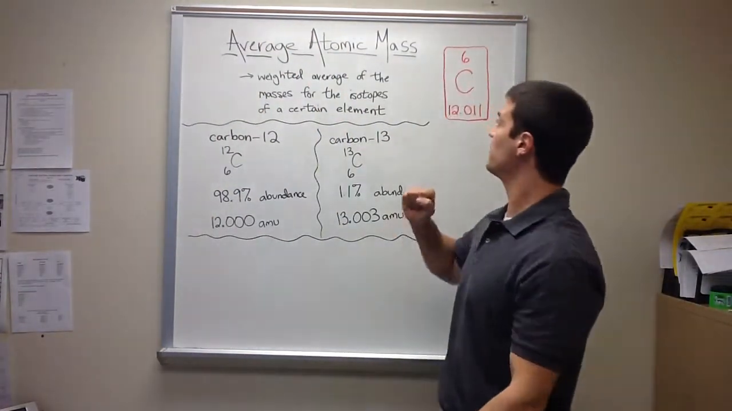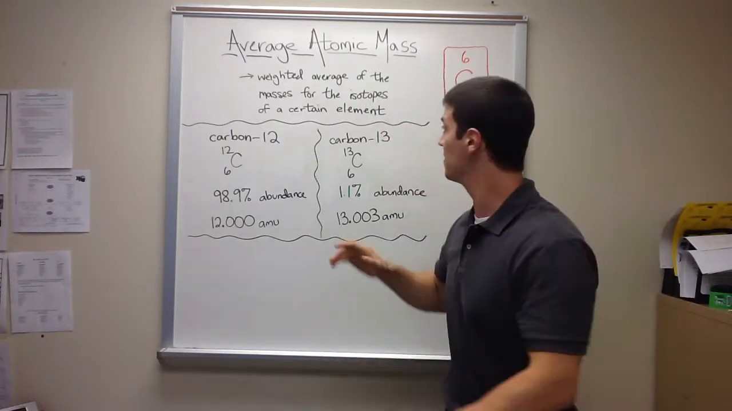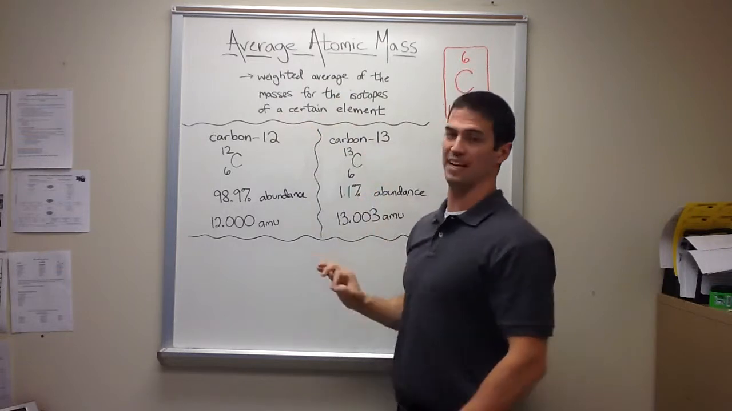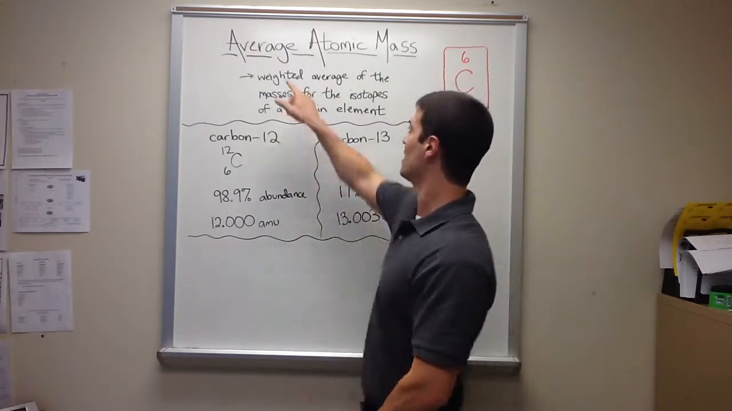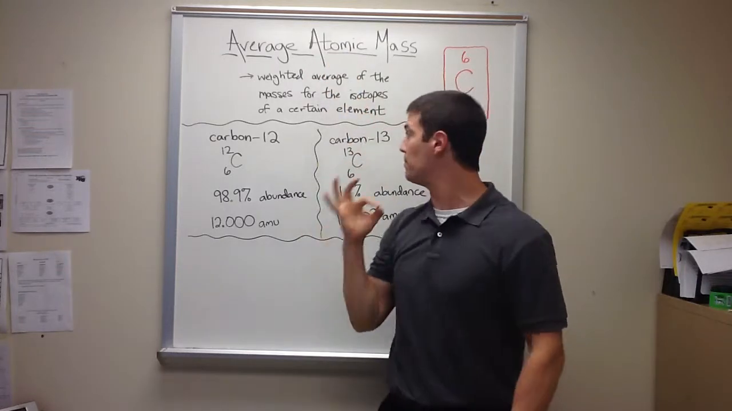Alright, so this is going to be a video about average atomic mass. Average atomic mass is the weighted average of the masses for the isotopes of a certain element. So it's exactly what it sounds like: the average of the mass of certain atoms of the same element.